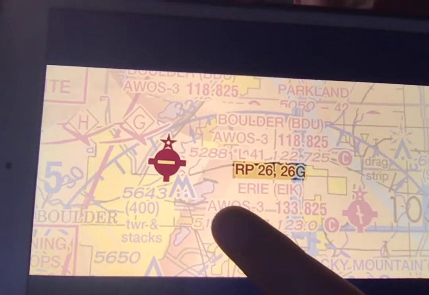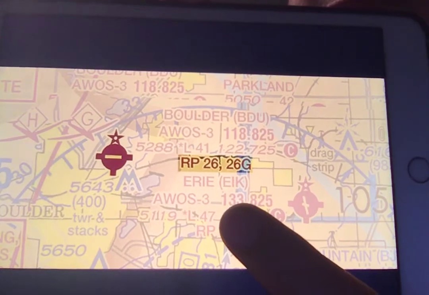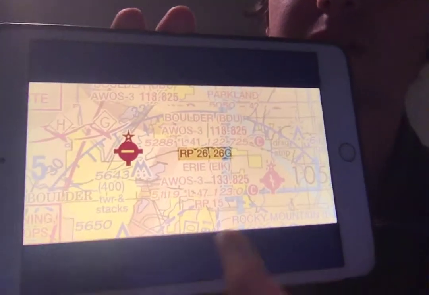That's what you typically do, but keep in mind that that's just standard. It doesn't mean that you'll never have to make right turns. On certain airports, such as, let's see, Boulder, right here, you can see on the sectional, this RP means right pattern, and it's for 26 and 26 Golf. So those are the runway numbers on the sectional, and it'll tell you a right pattern for those runways. Keep in mind, it typically says on the sectional, or you can look in the chart supplement.